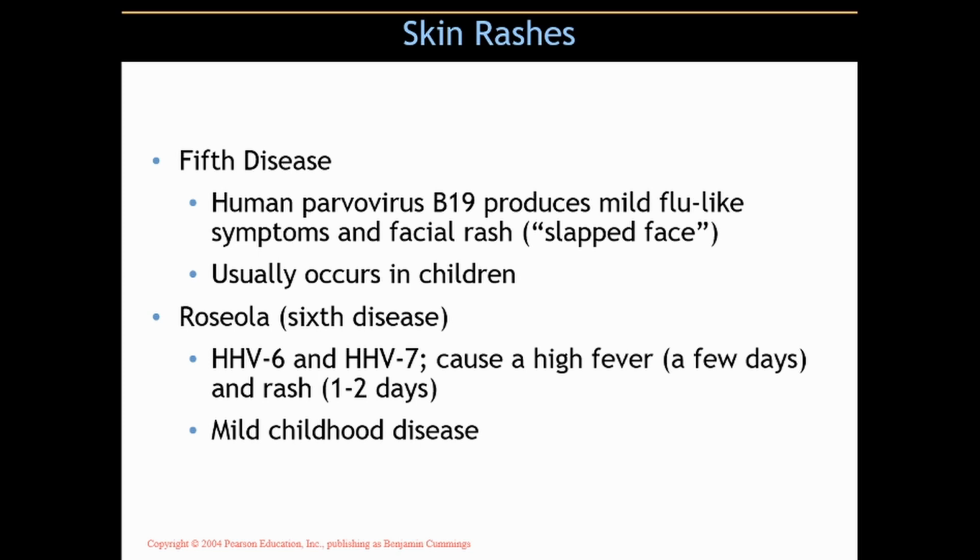The sixth disease did. We call it roseola. But it was number 6, and these were skin rashes in childhood. This was a list of these diseases, and so these were numbers 5 and 6. This is caused by human herpes virus number 6 and 7, causes a high fever for a few days and a rash. It's a mild childhood disease. Some people are immune to getting fifth disease because they don't have receptors on their cells for human parvovirus B19, and so they can never get fifth disease.